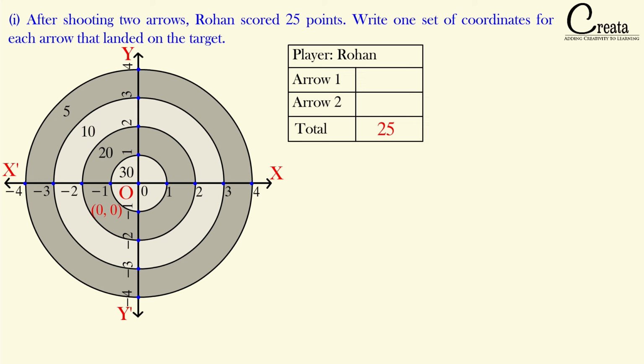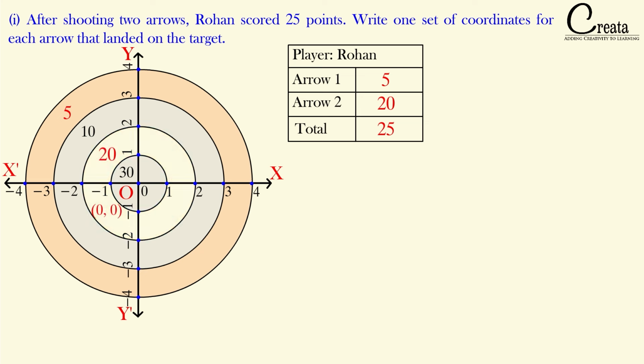It means the first arrow may have landed in the 5-point zone and the second arrow on the 20-point zone, or 20 and 5 in the reverse order, anything. Just one arrow landed on the 5 and the second arrow landed on the 20-point zone. These are the two zones. Further, the question is asking, write one set of coordinates for each arrow that landed on the target. Very simple, we just have to tell the coordinates of the arrow.